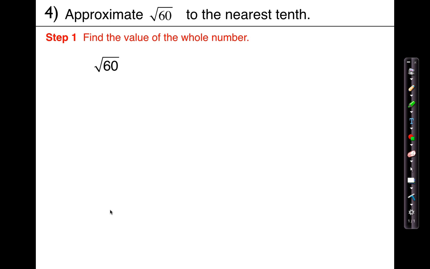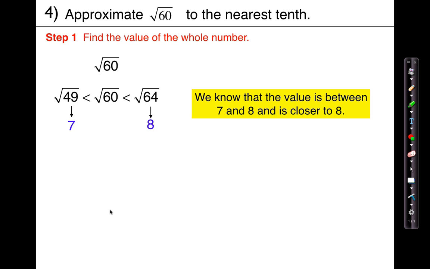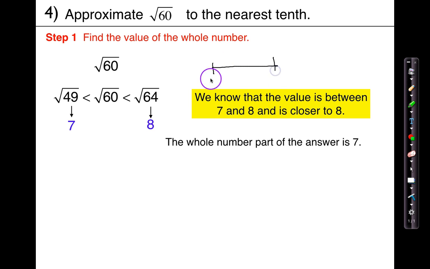For number 4, hopefully you said that it's going to be between the square root of 49 and the square root of 64, which means it's going to be between 7 and 8. It is closer to 8, but again, it's still going to have to start with the number 7. A lot of students are going to think, oh, because it's closer to 8, it's going to have to start with an 8. The answer is no, because again, here you're telling me it's between 7 and 8.